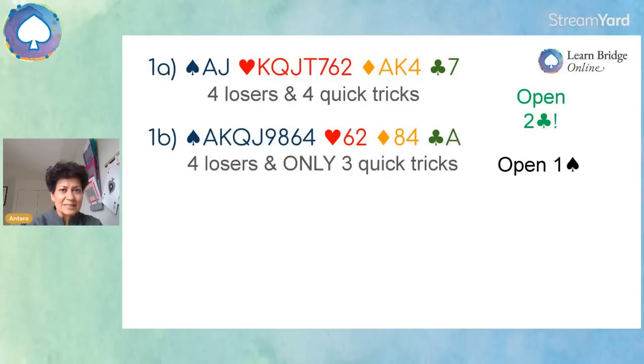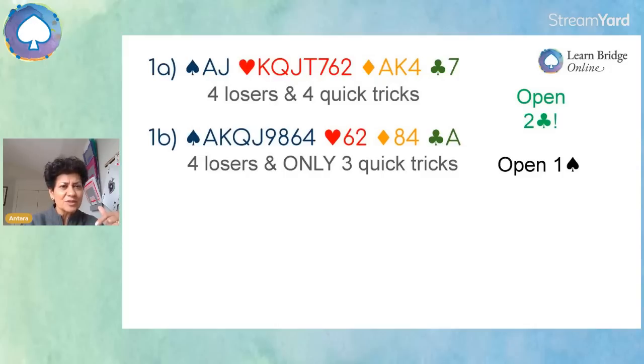Let's have a look at a second example. A solid 8-card spade suit. I should have probably reduced this and made this into a 7-card suit. I've just added some complication here. But looking at this, we've got 4 losers. I've got 2 losers in hearts, 2 losers in diamonds, no losers in clubs, and no losers at all in spades. So I've got 4 losers.